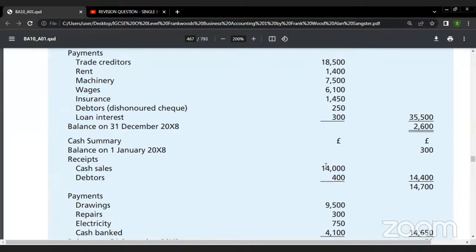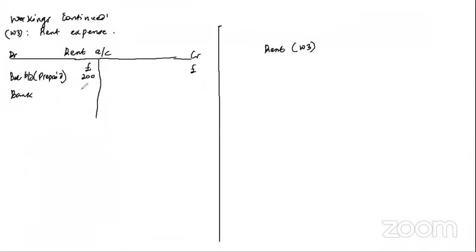There is a payment of 1,400 for rent. That is from your bank summary. 1,400. So we debit that to complete double entry. This was a credit in the bank account. So yeah, we complete the double entry by debit.